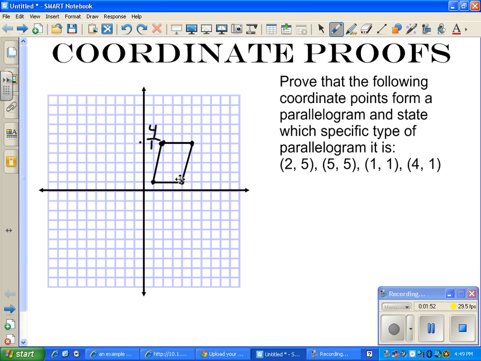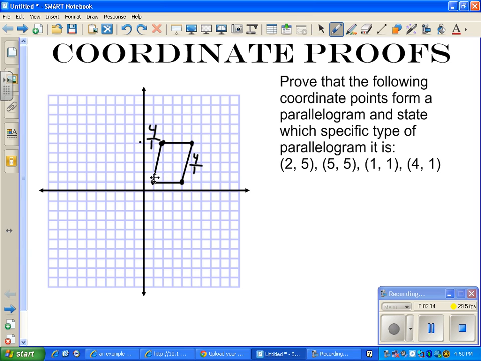Well, if we look at this opposite side, it went up 4 over 1. Once again, if you want to put it into the slope formula where you have y2 minus y1 over x2 minus x1, that also works. Now, these two opposite sides are parallel. Now let's look at the other two opposite sides.